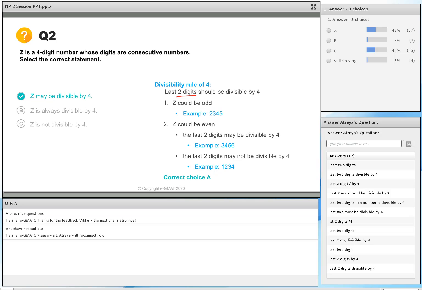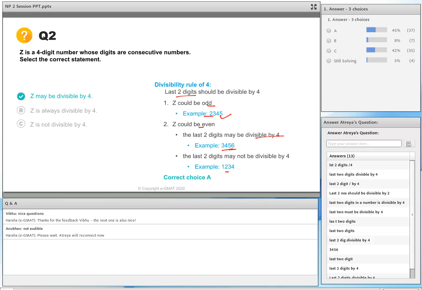So we already know last 2 digits should be divisible by 4. So let's take an example where z is odd, because z can be both even and odd, right? So if z is odd, for example 2, 3, 4, 5, then all of these 4 numbers are consecutive numbers. But again, 2, 3, 4, 5 is not divisible by 4. However, let's consider the case for z being even. If z is even, there again can be 2 cases. So one case can be when the last 2 digits are divisible by 4, for example 3, 4, 5, 6. There can be another case where the last 2 digits are not divisible by 4, for example 1, 2, 3, 4.